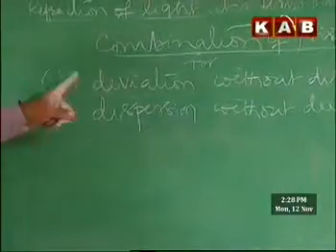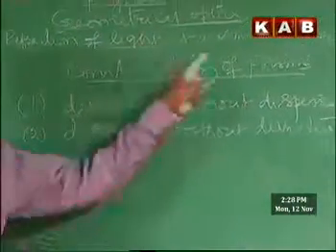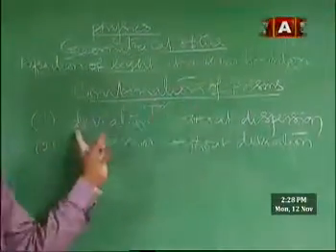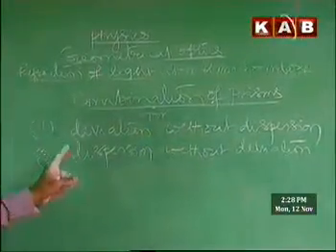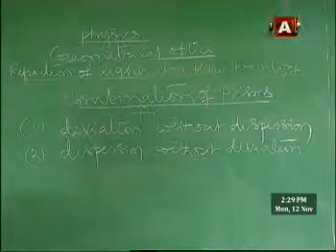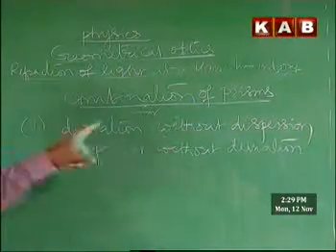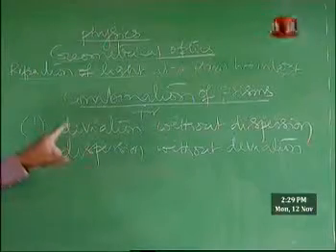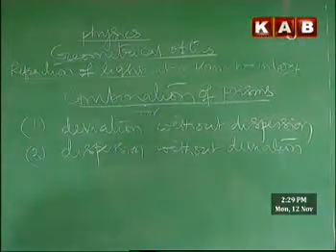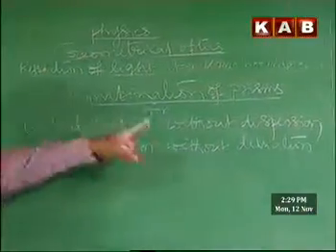The first one is called the achromatic combination of prisms, achromatism. The second one is the direct vision combination of prisms, where we will get dispersion without deviation. In the first case, achromatism, deviation without dispersion. Now we will take them up one by one.